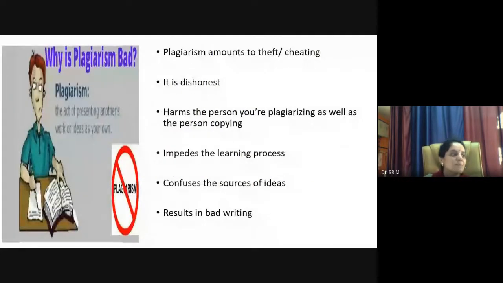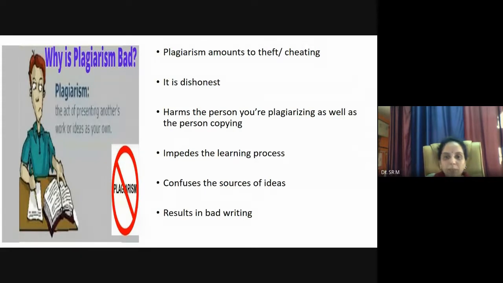So why is plagiarism very bad? Why is it very serious? Why do we take it seriously? Why do universities, colleges, or any other organizations impose serious penalties for plagiarism, even though it is accidental? Because, as I told you in the first slide itself, it amounts to theft. It is dishonest. It harms the person you are plagiarizing as well as the person who is copying. It is a barrier to the learning process. There is no creativity. I'm not learning from somebody else's hard work. It confuses the sources of ideas also.